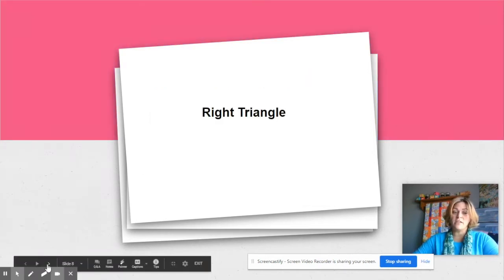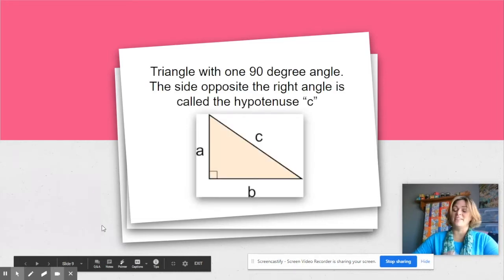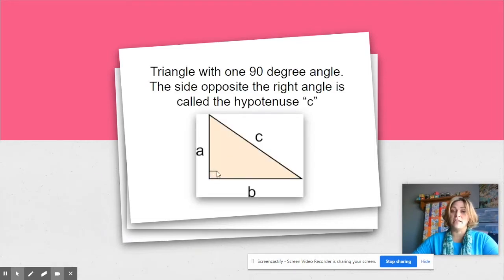Right triangle. A triangle that has a right angle. A right angle is 90 degrees. So here's a triangle, a right triangle. Here's the 90 degrees. The important thing about a right triangle is that A and B, the two sides that touch the 90, when you're using the Pythagorean theorem, for example, those are the two legs. C is the one that doesn't touch the 90. It's always going to be the longest, and it's the hypotenuse.